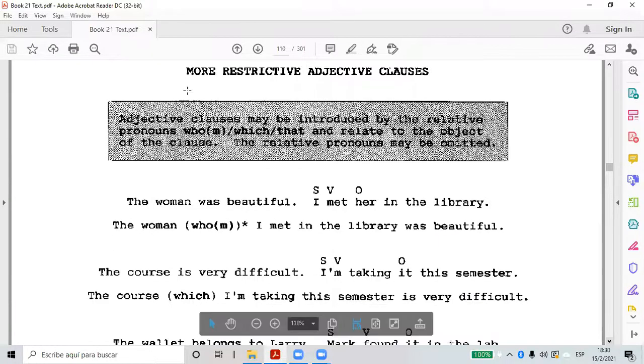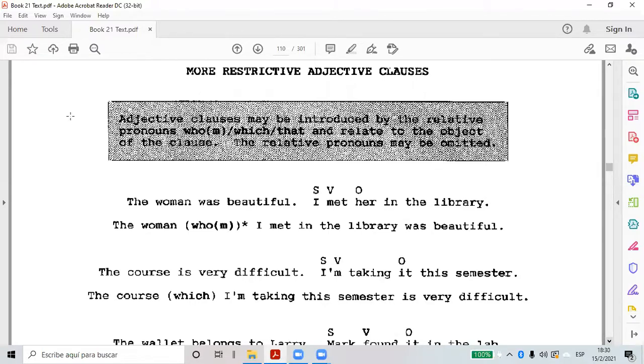Now we are going to talk about who and whom, which, that, and relate to the object of the clause. The relative pronoun may be omitted, okay? When we are talking about the object. Let's see. The woman was beautiful. I met her in the library. The woman who or whom I met in the library was beautiful. Okay, who or whom you can omit.